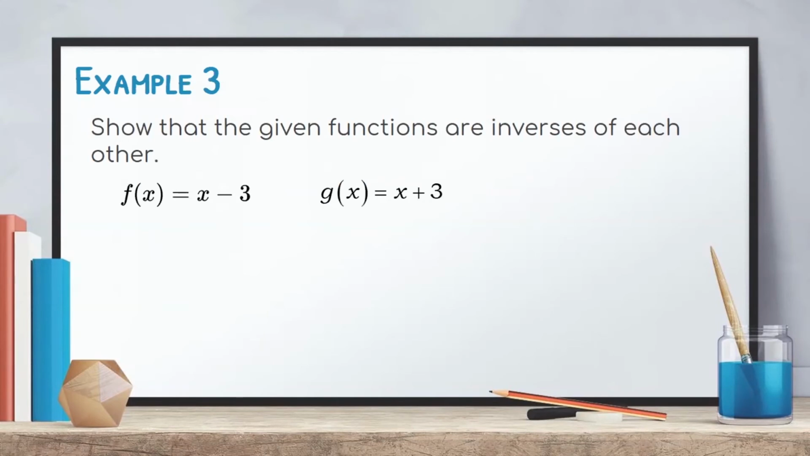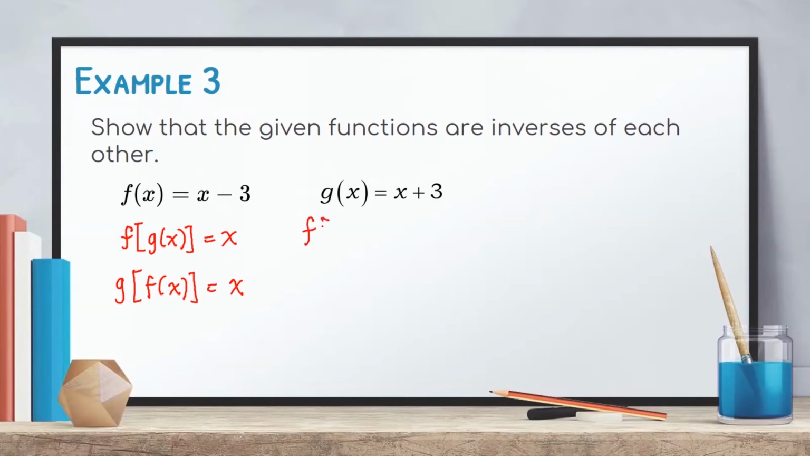For example, show that the given functions are inverses of each other. F of x is equal to x minus 3 and g of x is equal to x plus 3. To determine that they are inverses of each other, we need to verify that f of g of x is equal to x and g of f of x is also equal to x. To do that, we need to recall the steps in doing composition of functions.